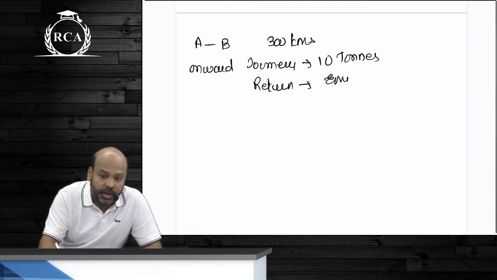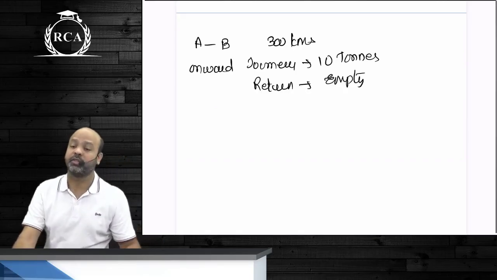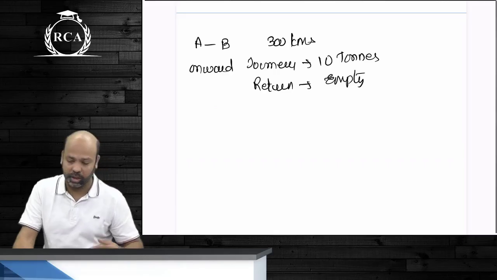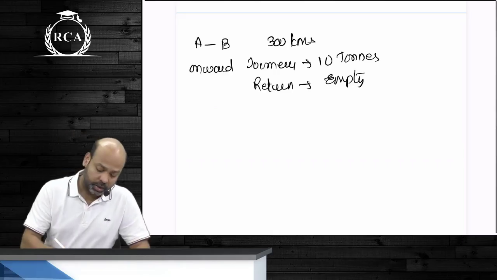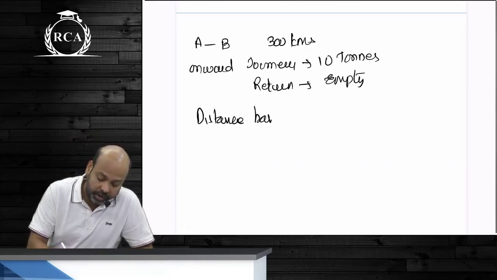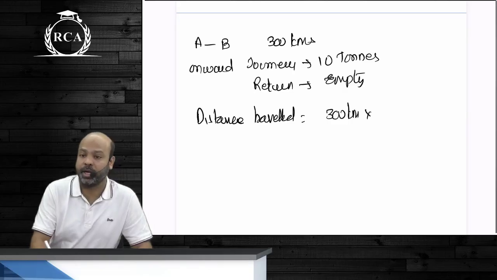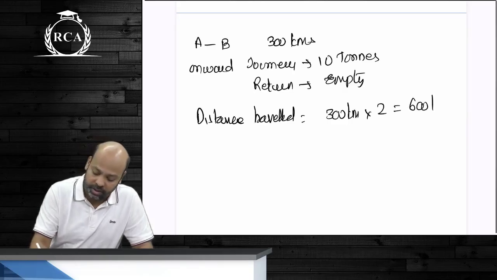Return is empty. Now when you compute guys, there will be a lot of expenses which will be computed on the basis of total distance traveled, like petrol guys and your other oil consumables. So when you talk about distance traveled, it has to be 2 ways. गाड़ी वहाँ पे छोड़ के नहीं आओगे. Yes or no guys? So it will be 300 kilometers guys multiplied by 2 ways. That will be 600 kilometers.